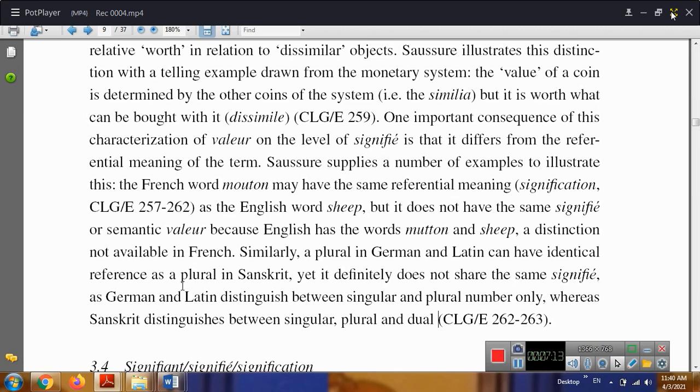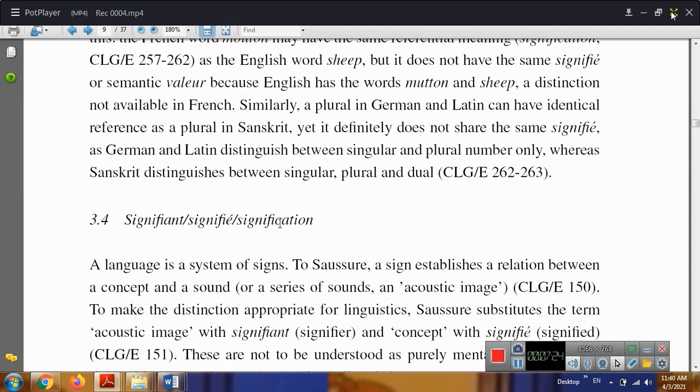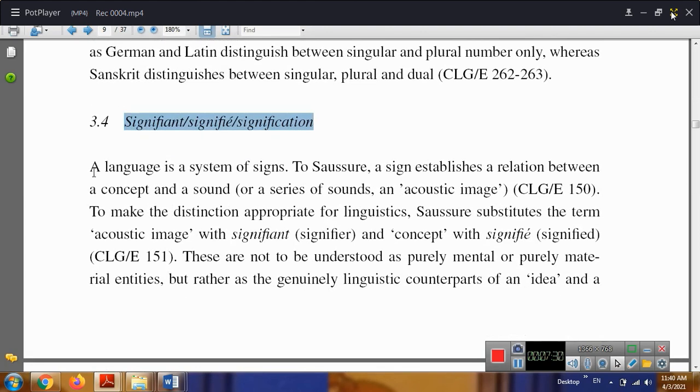It means that each sign in each system has its value, which is different from the value of other signs in that language. And here we told you some details and some examples for better understanding of this subject. Another concept: signifier, signified, and signification.